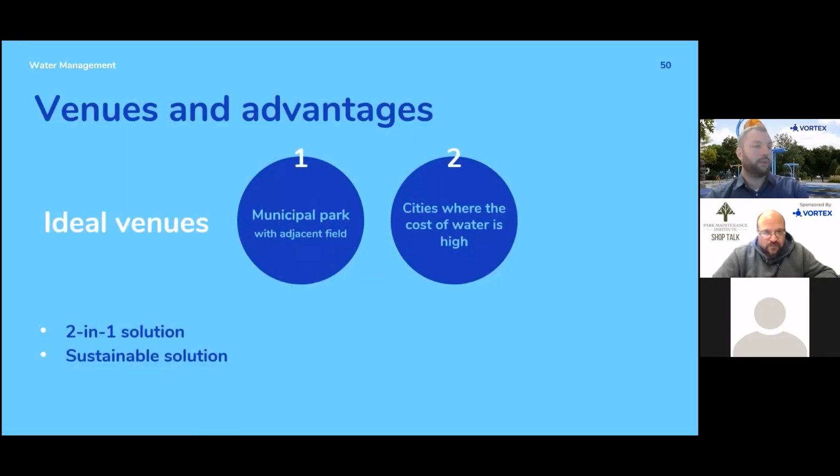For any communities where they have a strong go green type of movement within their community, this is a very ideal option. It's certainly the most efficient. So municipal parks with an adjacent field, or again, cities with very high water costs.